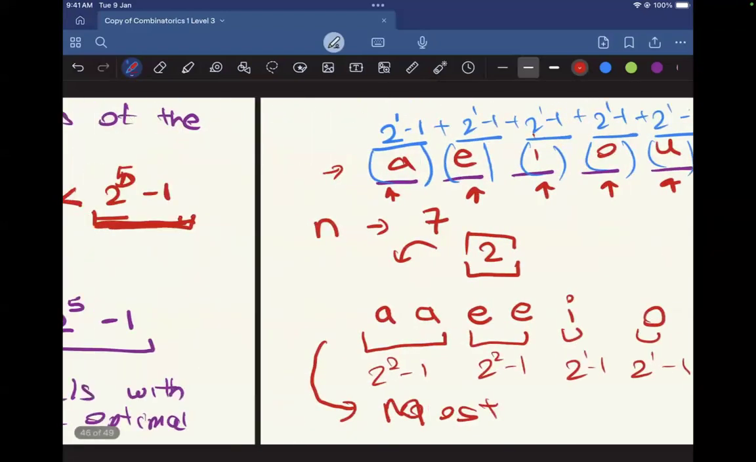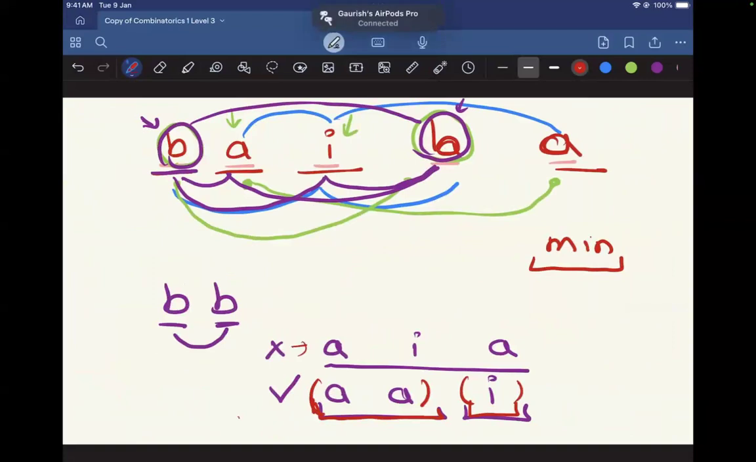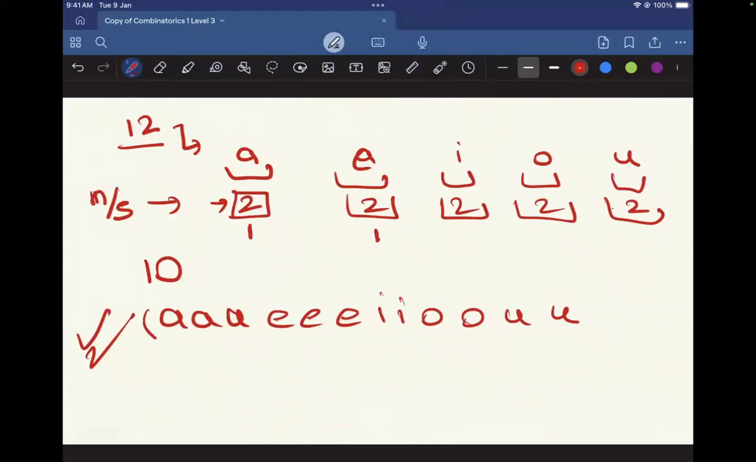Yes, because that will reduce our answer, yes or no? Here, you saw that having them together is always better. All right. Okay. Great.